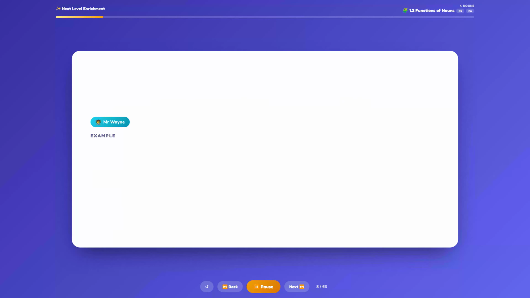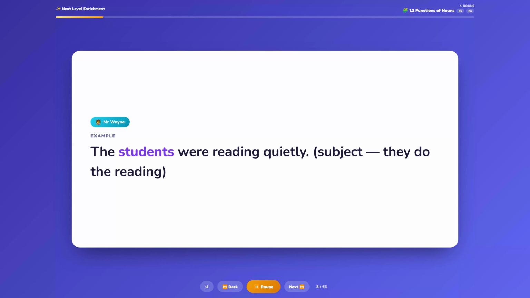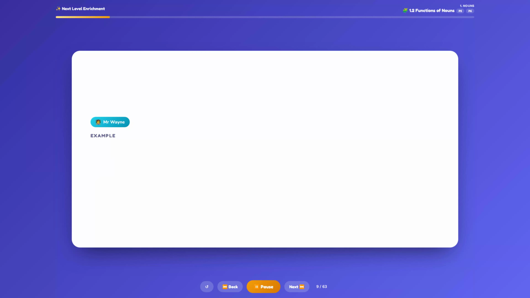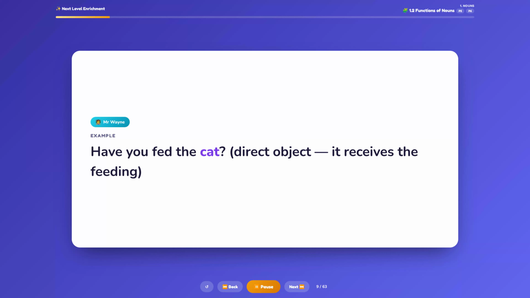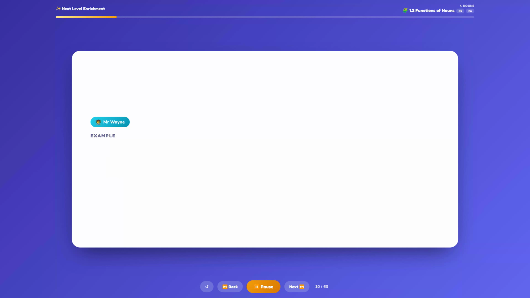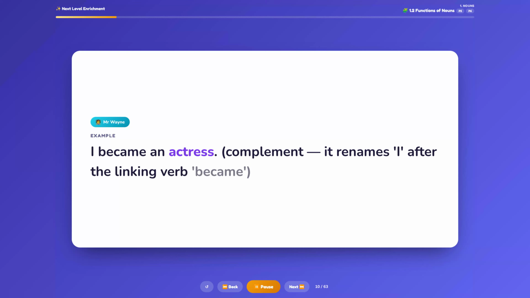For example, the students were reading quietly. Subject, they do the reading. For example, have you fed the cat? Direct object, it receives the feeding. For example, I became an actress. Complement, it renames I after the linking verb became.